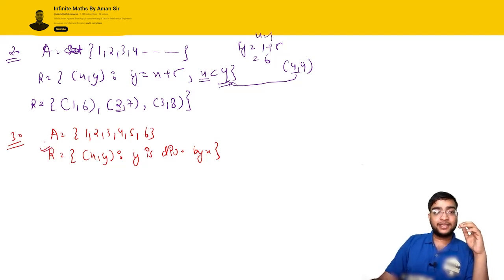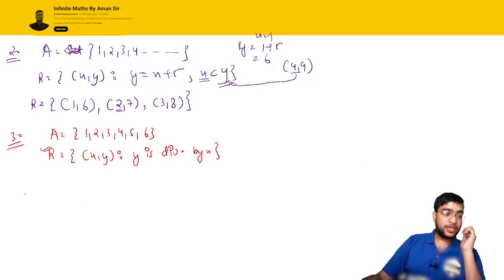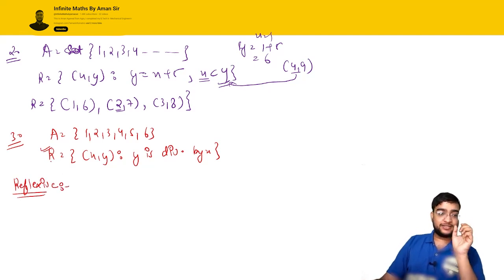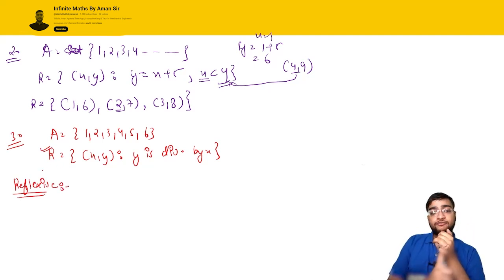Without finding the relation set here, I can just try to find out the reflexive one and the symmetric one. Let's say the reflexive one again. Without finding the pairs, where should I find pairs?